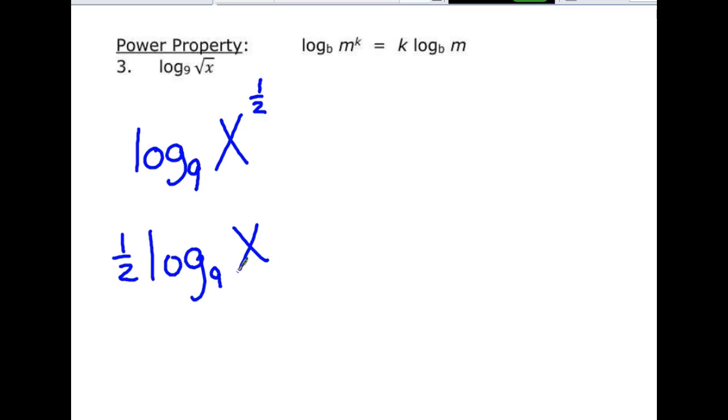Now, on that blue paper that we were just working on, each problem had how many logs?